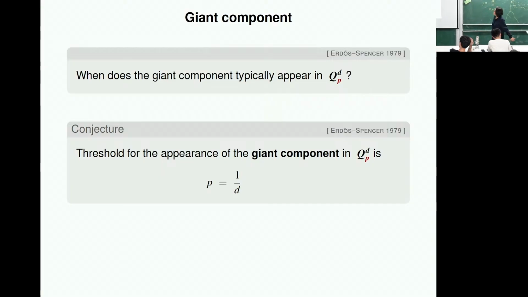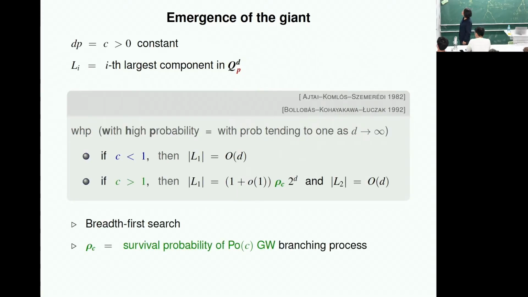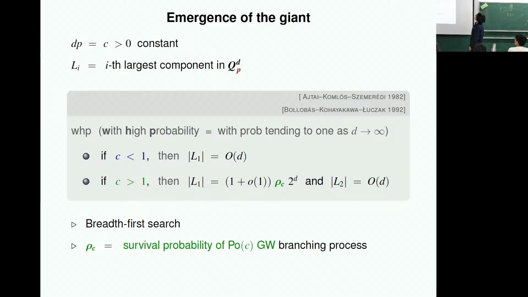Guessing and proving. Through this heuristic they guessed, and then it was proved by Ajtai, Komlós, and Szemerédi. Yeah, all these very famous names in extremal graph theory. Ajtai, Komlós, and Szemerédi proved that indeed it is the case. But then Bollobás, Kohayakawa, and Łuczak, yet another three names, the main contributors in random graph theory, improved their result. In summing up what it is, you don't need to read. We can go one after another.